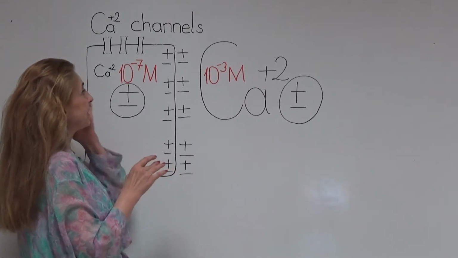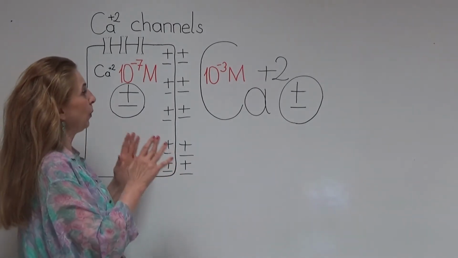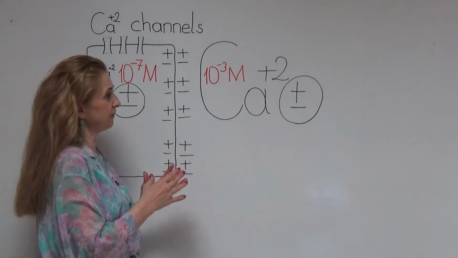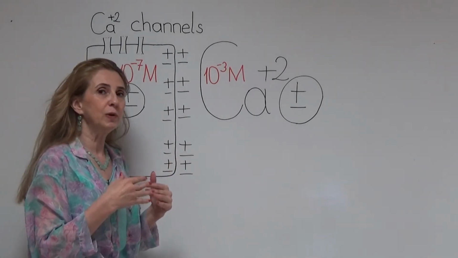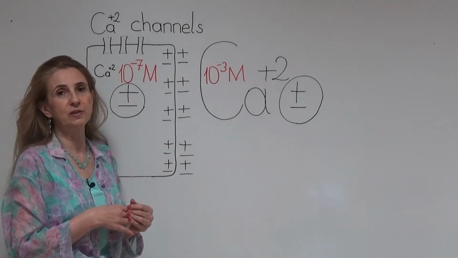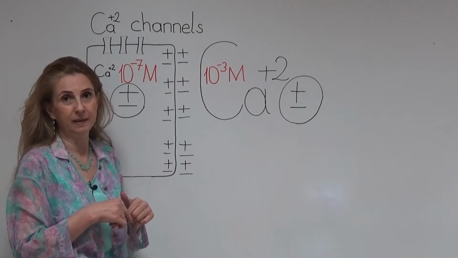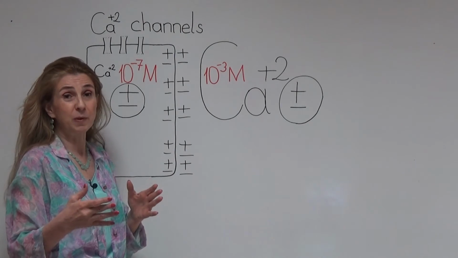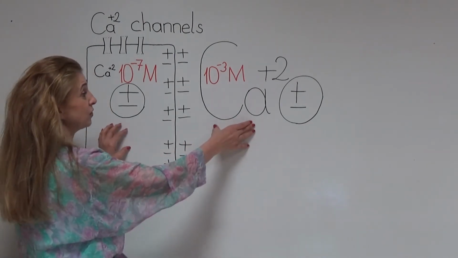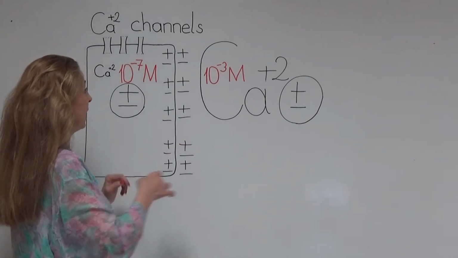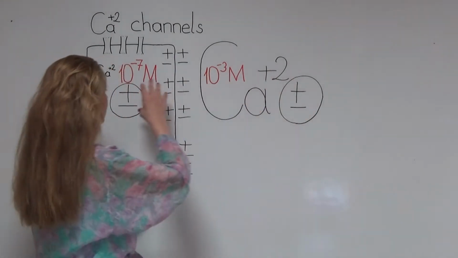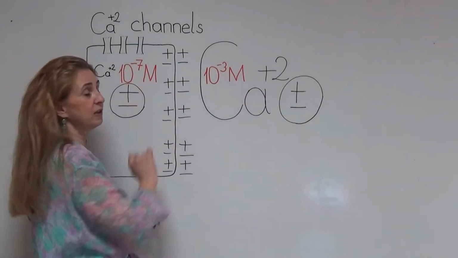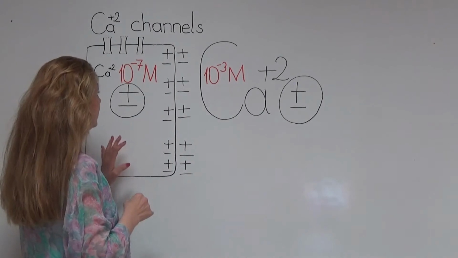At the end of this experiment, we are going to obtain an electrical potential difference. Therefore, I do not want to have any electrical potential difference at the beginning. So whatever I find at the end of the experiment must be due to the concentration difference. That's why I placed electroneutrality on the intracellular and extracellular fluids.